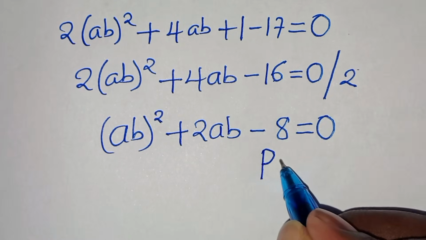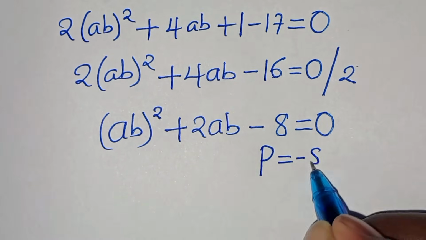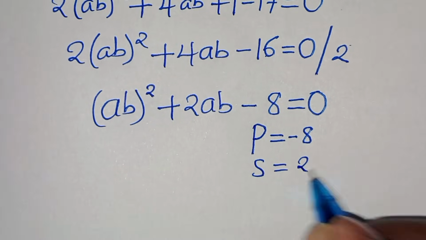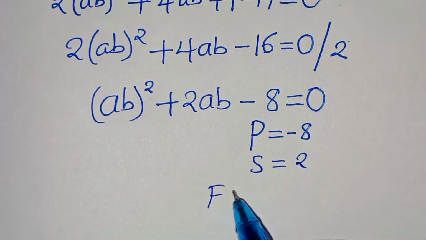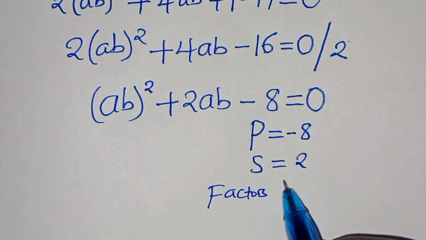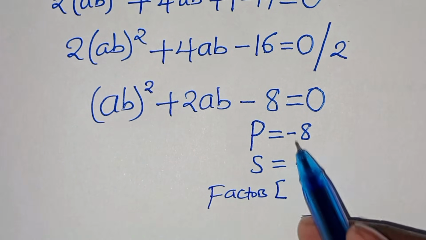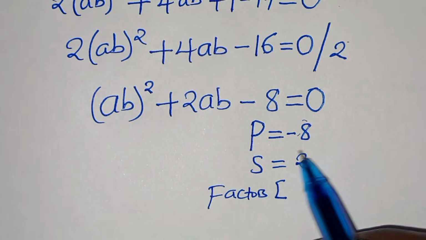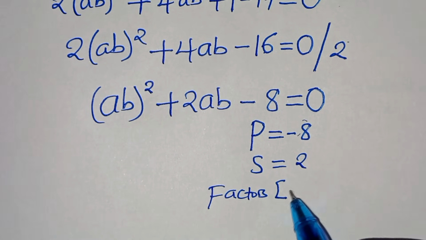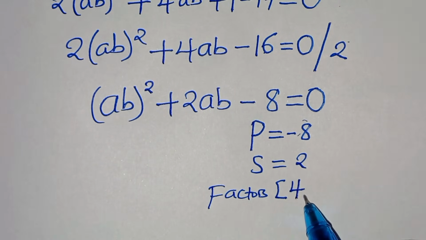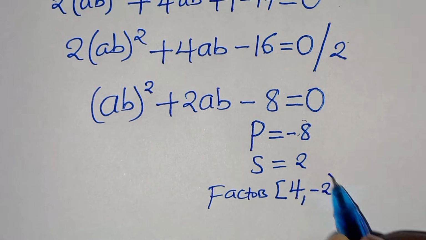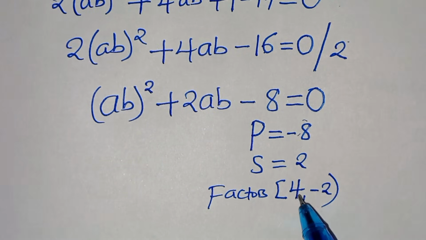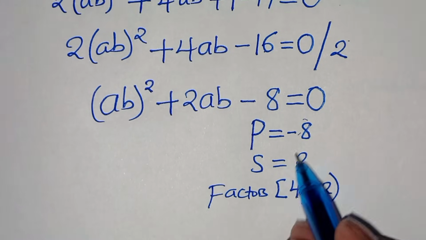Remember, the product here is equal to minus 8, and the sum is equal to 2. So we can identify two factors. If we multiply those two factors, we have a value of minus 8. If we sum these two factors, we have a value of 2. So these two factors are 4 and minus 2. 4 times minus 2 is minus 8. Then 4 plus minus 2 is equal to 2.